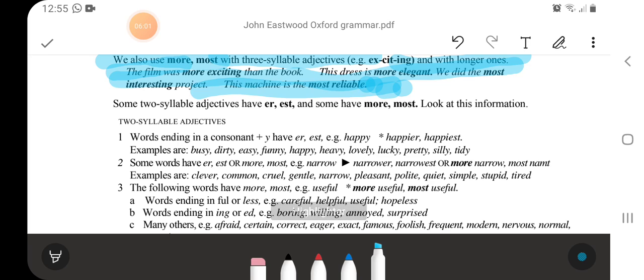Some 2-syllable adjectives have er or est and some have more and most. Look at this information, okay? But whenever there are rules for words or sentences, there are exceptions as well.